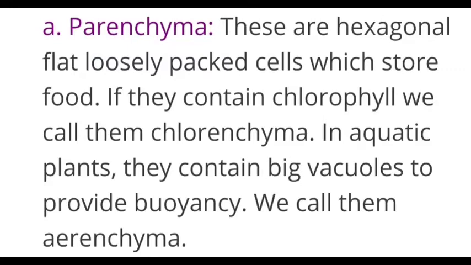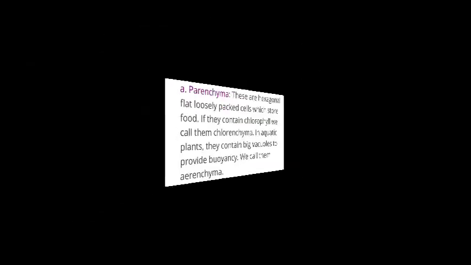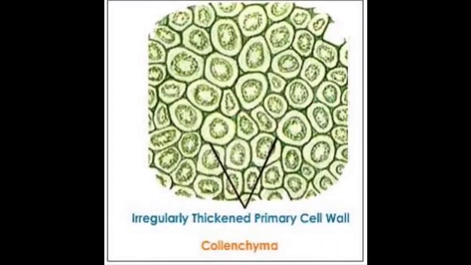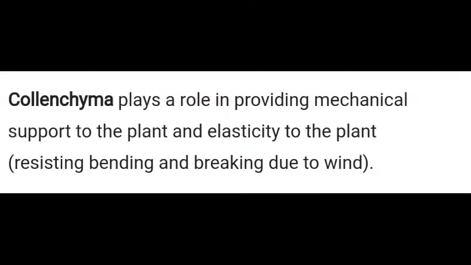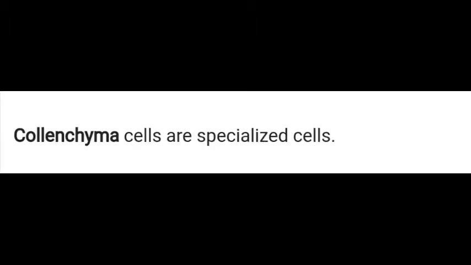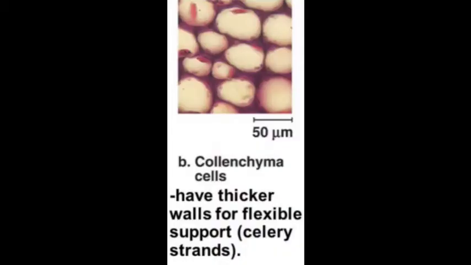Now, the flexibility in plants is due to another permanent tissue called collenchyma. It allows easy bending in various parts of plants such as leaves and stems without breaking. It also provides mechanical support and elasticity to plants. The cells of this tissue are living, elongated and irregularly thickened at the corners with very little intercellular space.